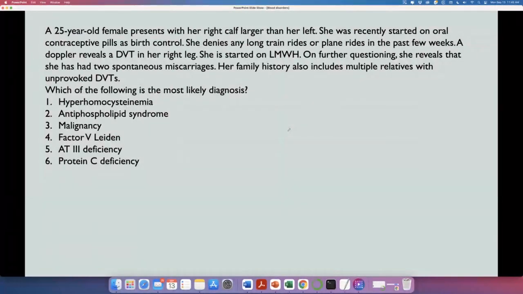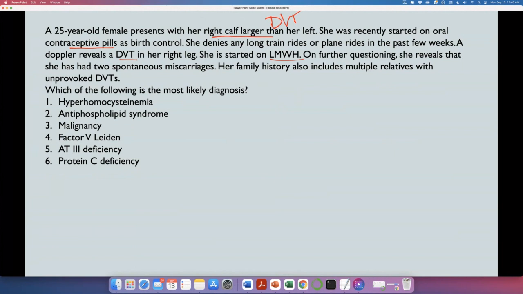Okay, here we have a 25-year-old female. Notice that she presents with the right calf larger than the left. When you see that, that is a DVT until proven otherwise. She started oral contraceptive pills recently, denies any long-term train or plane rides. The Doppler examination reveals the DVT that we were suspecting, and she is started on heparin, low molecular weight heparin.